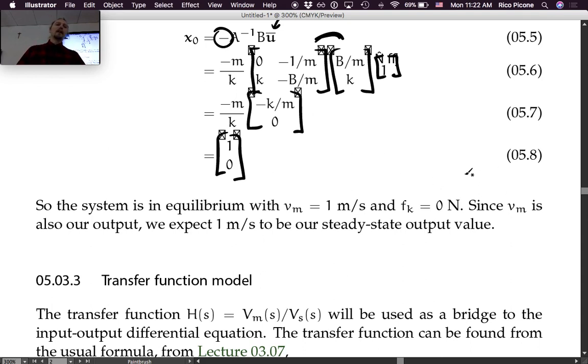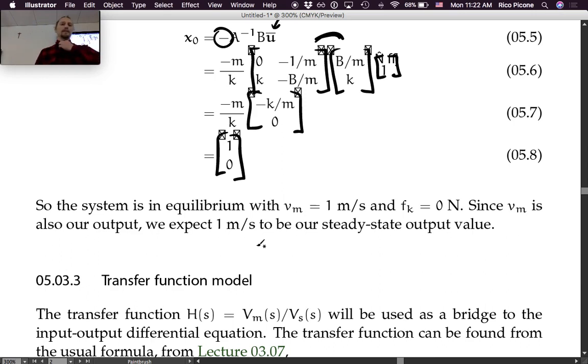Since Vm is also our output, remember that is the output that we're solving for when we finally do that solution. We expect that it will be in equilibrium in steady state, of course, right? So we expect that 1 meter per second to be our steady state output value. We haven't computed the output value for all time yet. We just computed the steady state final value. So it should go to 1 meter per second. That's a good way to check our solution that we're going to develop in the coming parts.